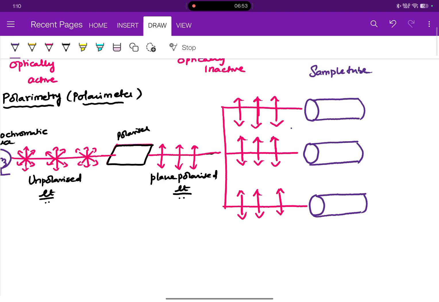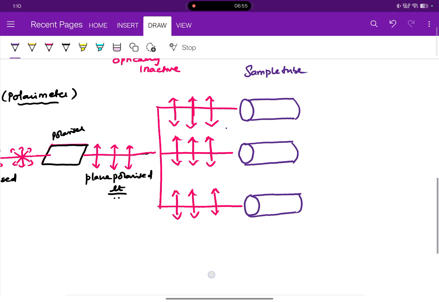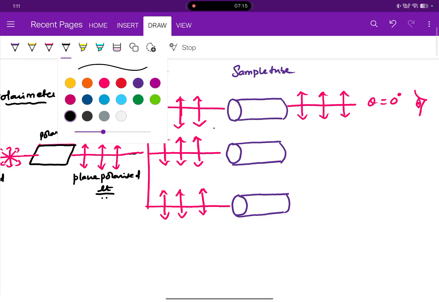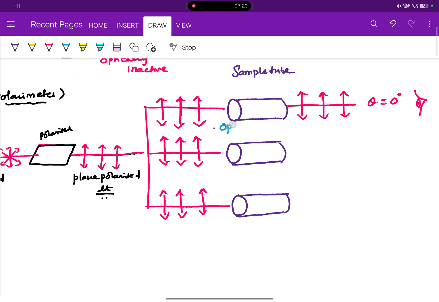So if the light comes out without any deflection, this is something you can say theta is equal to 0 degree. You can see this through an eyepiece. Such a sample is called an optically inactive compound.